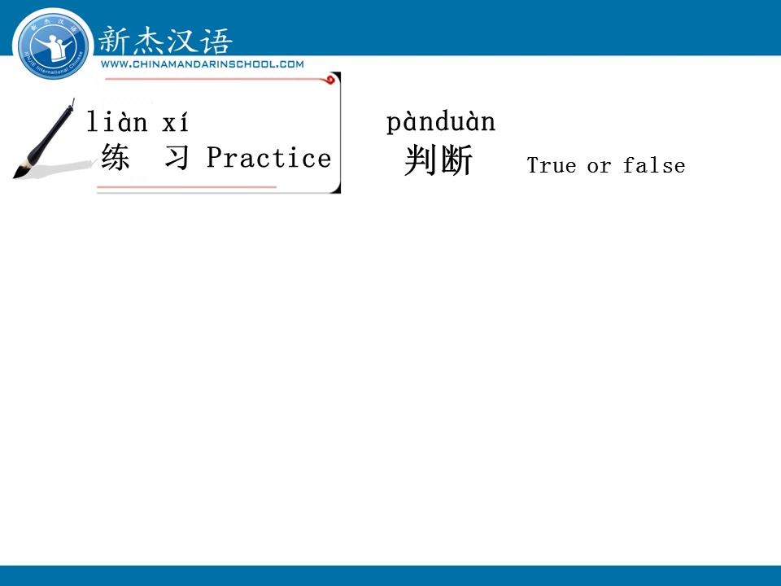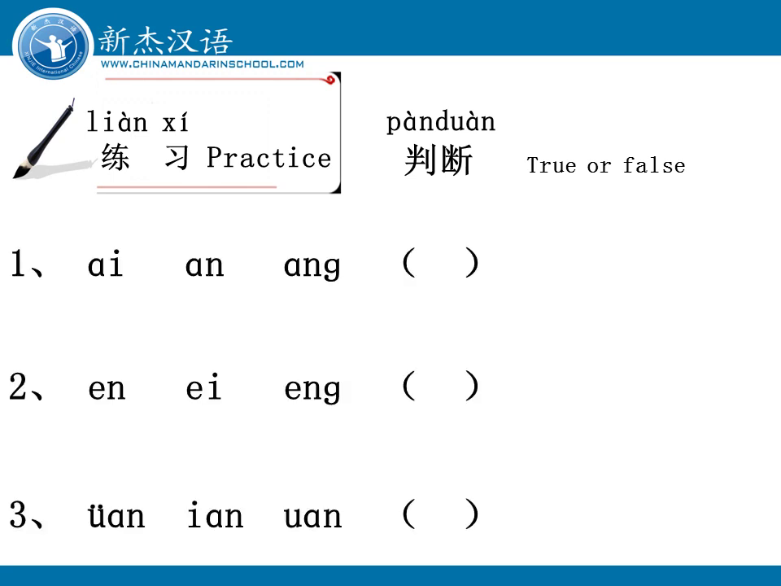Practice true or false. In this part, I'm going to read some finals in order. If the order appears to be the same as you see on this slide, then tick yes. If not, write out the correct order. We had this kind of practice in the last lesson. You remember? Now let's start.